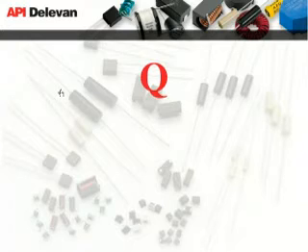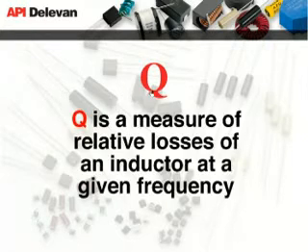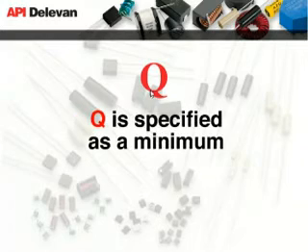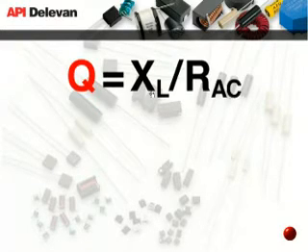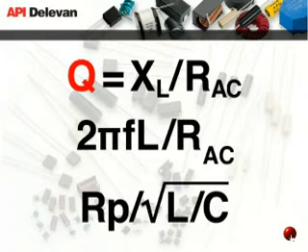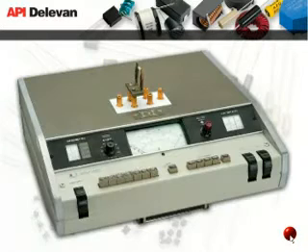Perhaps the least understood of all the terms in the industry is Q. The symbol for quality factor, Q, is a measure of relative losses of an inductor at a given frequency. Q is specified as a minimum, not as a plus or minus, and not as a maximum. Here are the most frequently used formulas for calculating Q. The most frequently used formula is Q equals X sub L over R sub AC, or the inductive reactance divided by the AC resistance equals Q.